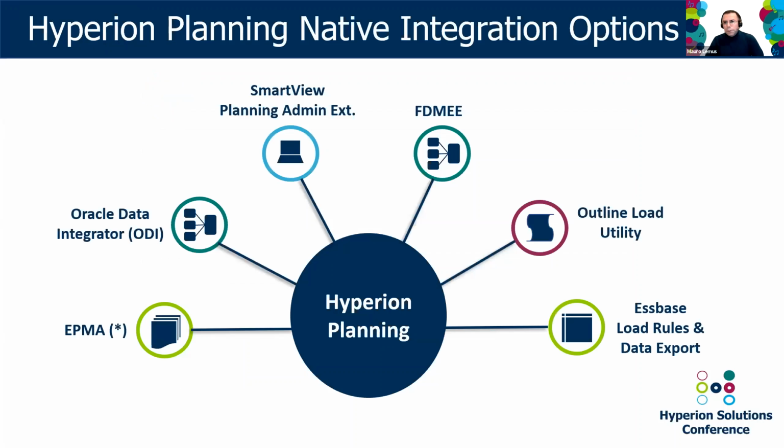What options do we have for integrating Hyperion with external systems? Actually, we have quite a few options here. The first one is EPMA, the Enterprise Performance Management Architect. That is the one that is going away, but you don't have to worry about it because we have options. We were using this EPMA solution at the very beginning when the university adopted Hyperion Planning, but later we realized that the outline load utility actually worked better than EPMA. So at the very early stages of the project, we removed EPMA and started using the outline load utility.